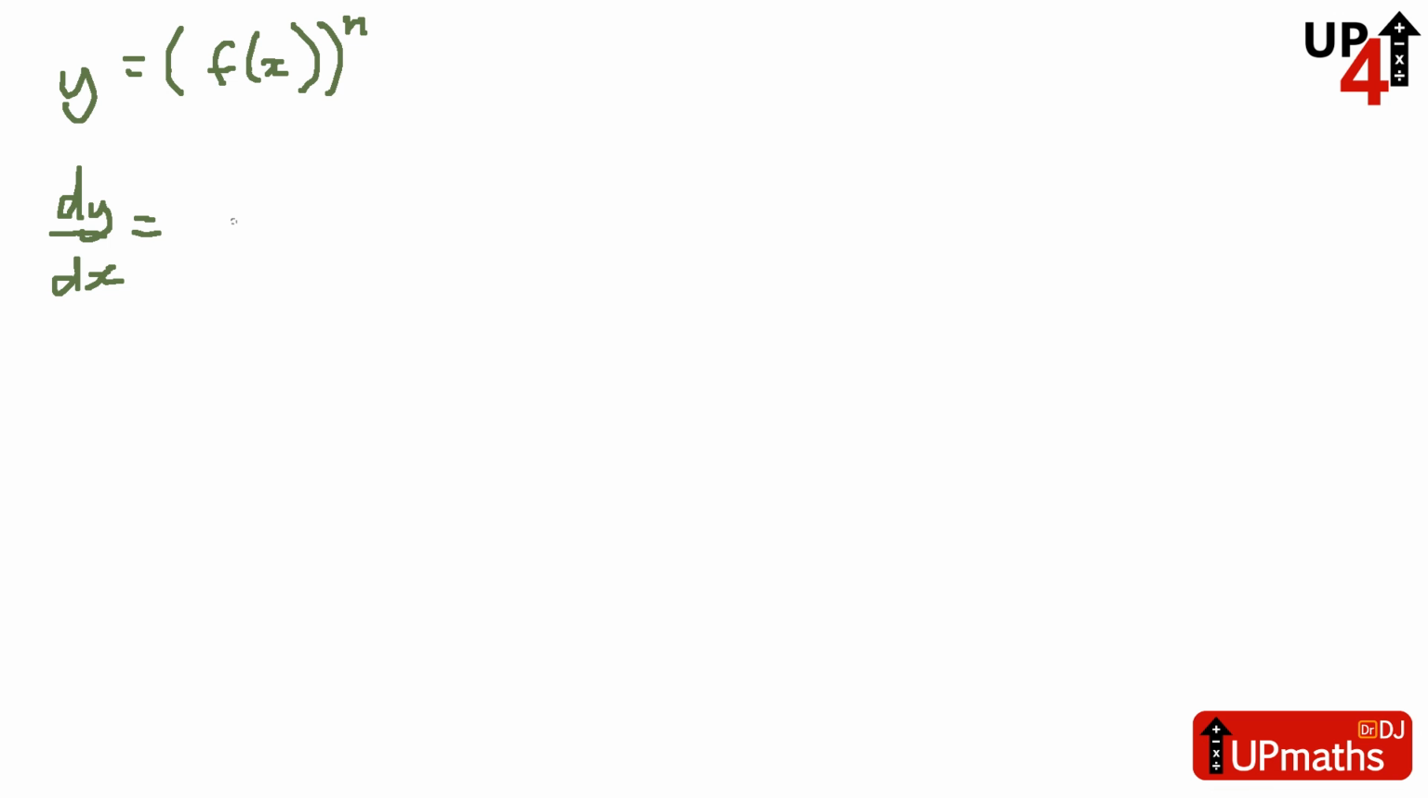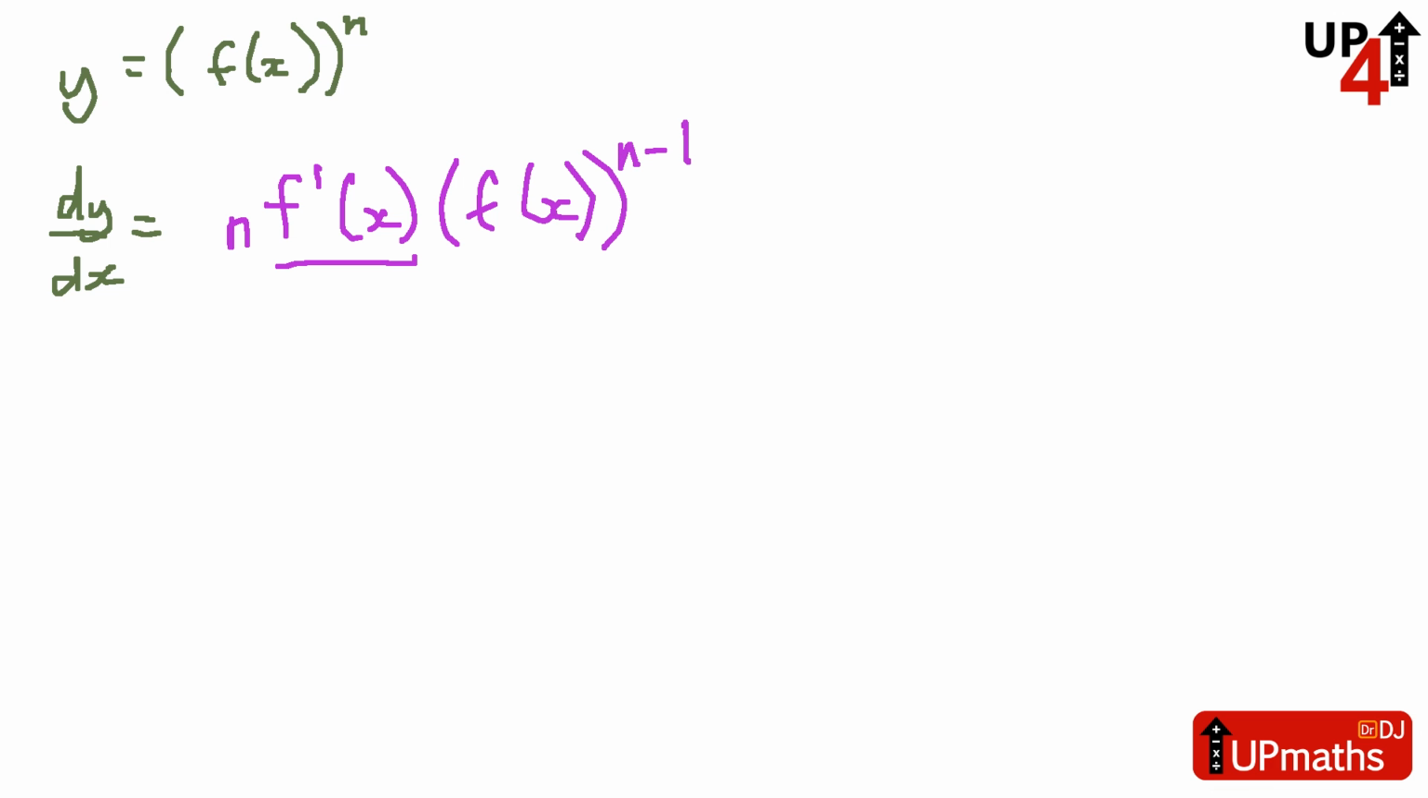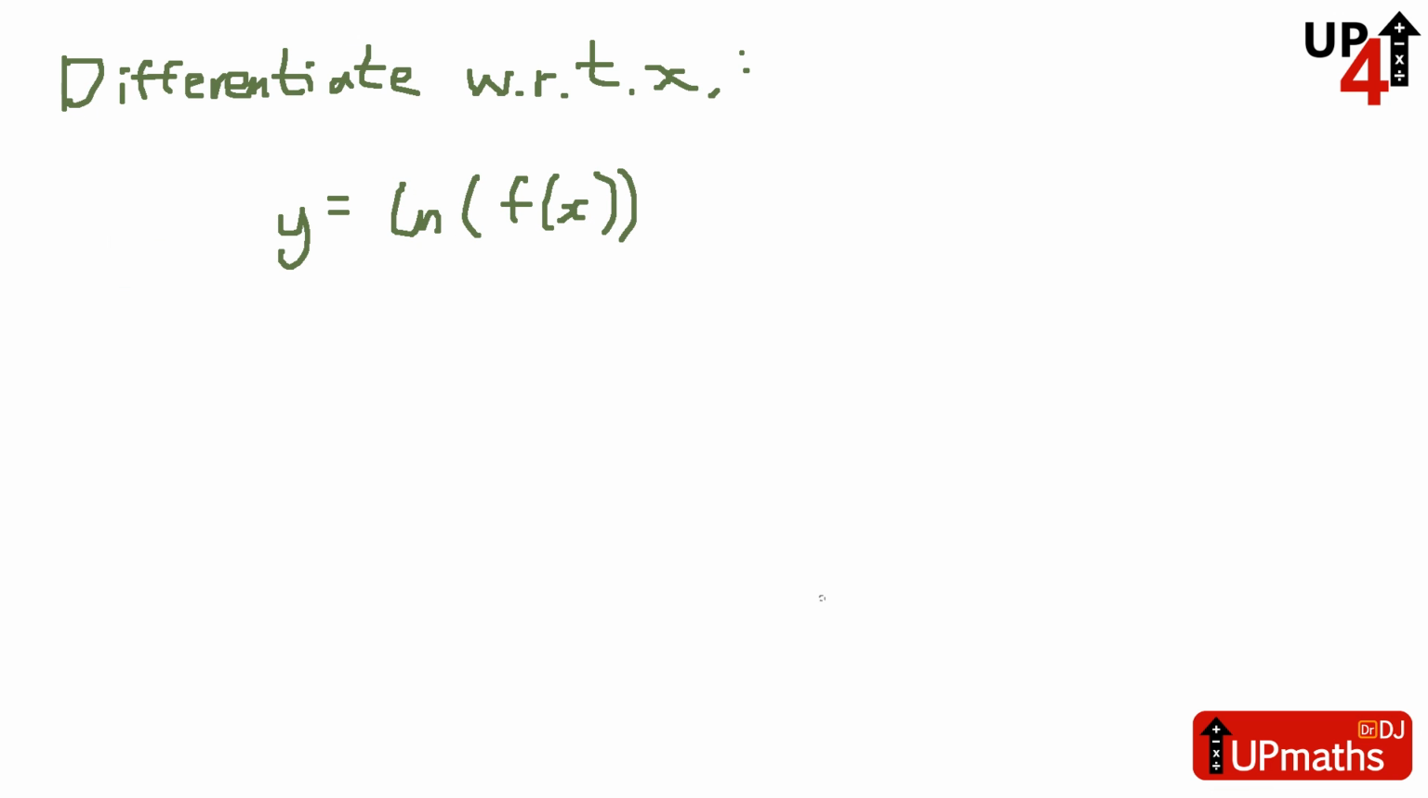Okay, again we're going to use chain rule, which means we have to differentiate what's inside, which is where that bit comes from, and then we have n times f of x to the n minus 1 because we differentiate the rest. Let's have a go at the next one.